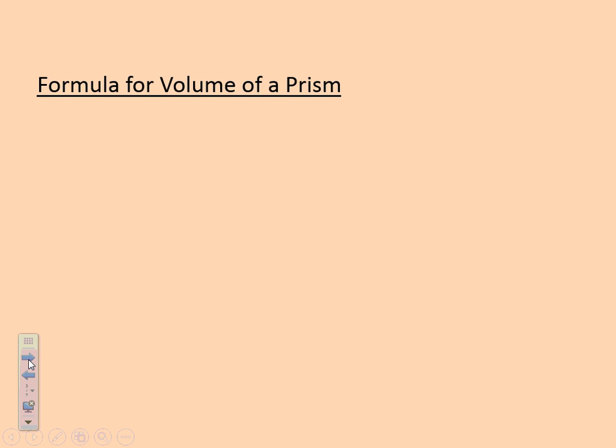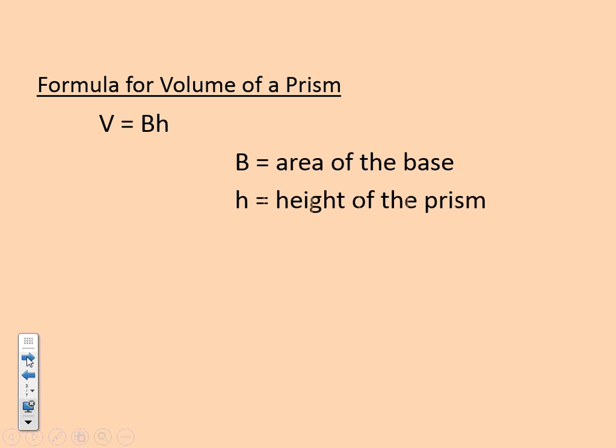Here we go. First thing we need to have in our notes, under prism. So this is volume of a prism. You need to have this formula written down, please. Volume equals capital B times H. Now, that capital B is my base area, so the area of my base, and the H is the height of my prism.